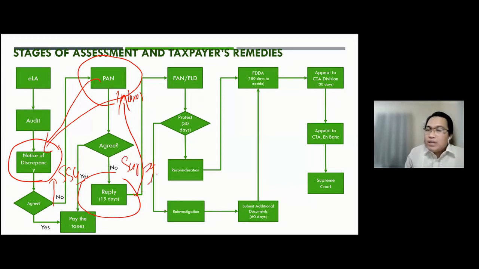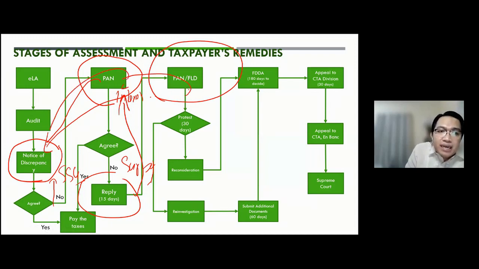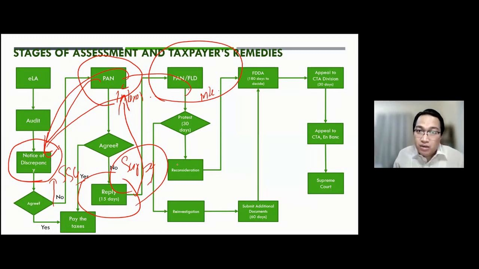Okay? What happened next? Nag-issue ang BIR ng FAN. Ang laman ng FAN, exactly the same sa laman ng PAN at exactly the same sa laman ng Notice of Discrepancy, except that updated yung interest. But the FAN is silent as to the supporting documents of the taxpayer. Ang sabi ng Supreme Court, okay, bakit ko binanggit itong Avon Products? Kasi si Justice Leone ang ponente nito.